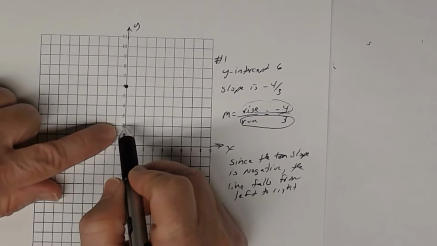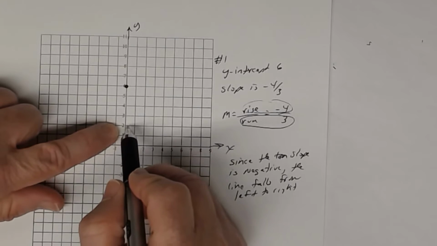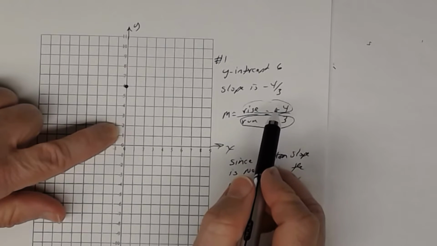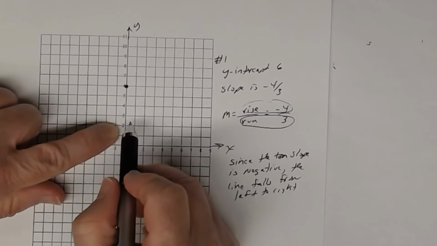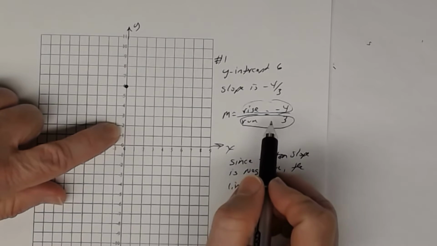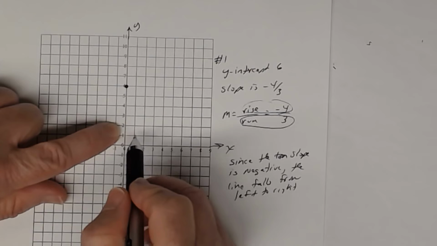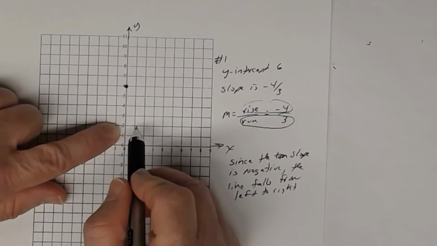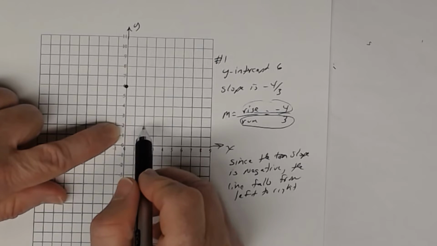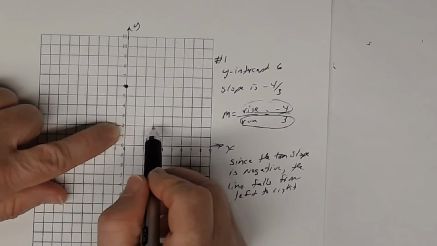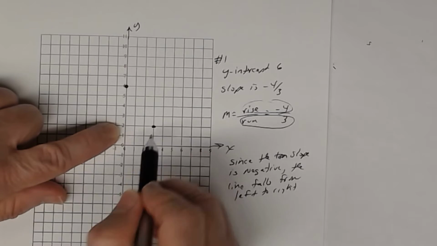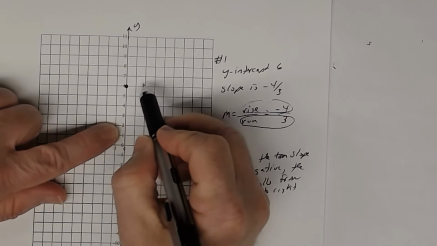Remember, in order to get that second point, you have to look at your rise and your run together. My run is a positive 3. Since it's a positive 3, I go to the right 3. So positive, go to the right. 1, 2, 3. And there is the other point. So this is the point right here.